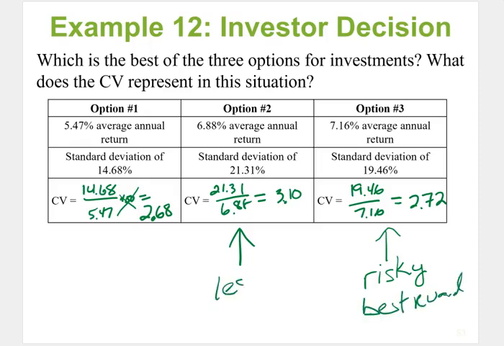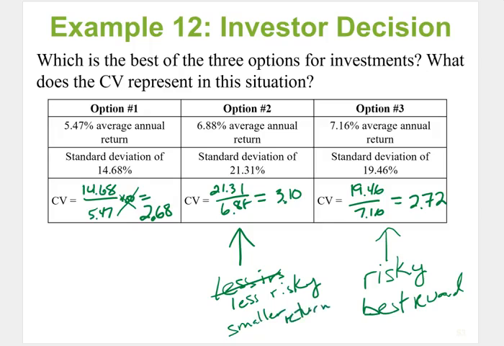This one is less risky. Whoops, I can't even spell. Less risky. There we go. But it's got a slightly smaller return. But they're both very risky.